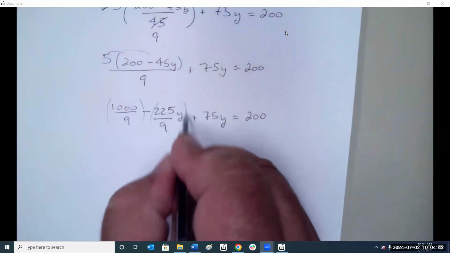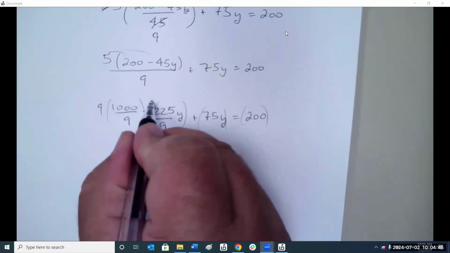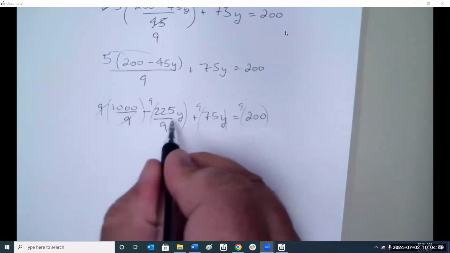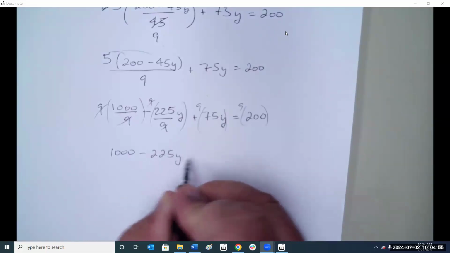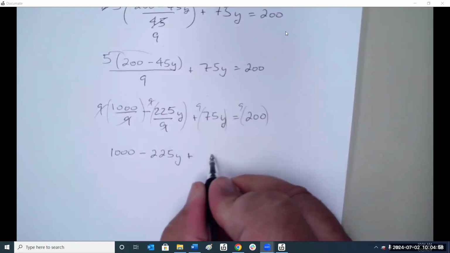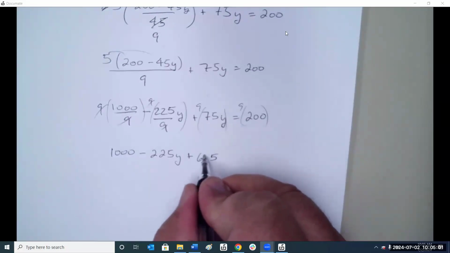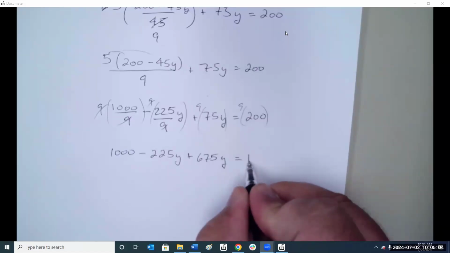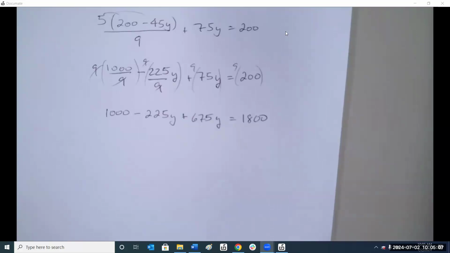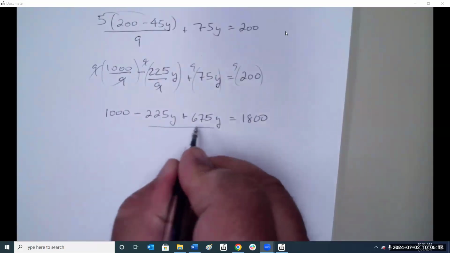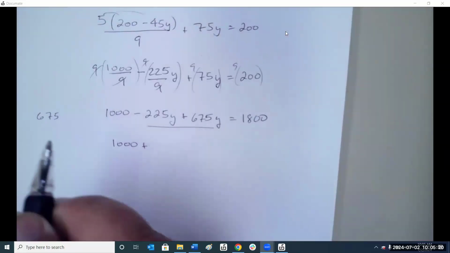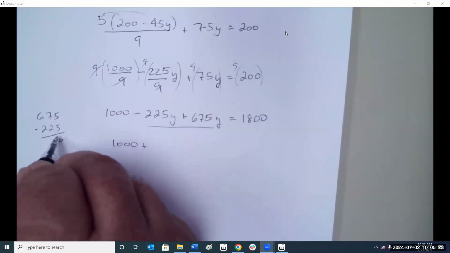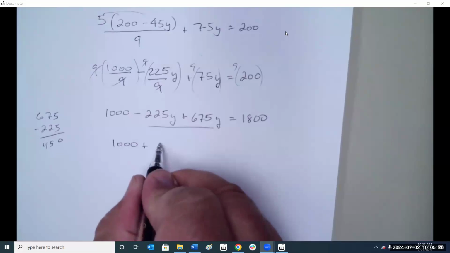Multiply each term by 9 to get rid of the denominator. We have 1,000 minus 225y plus 675y. Combine like terms. 675 minus 225 is 450.